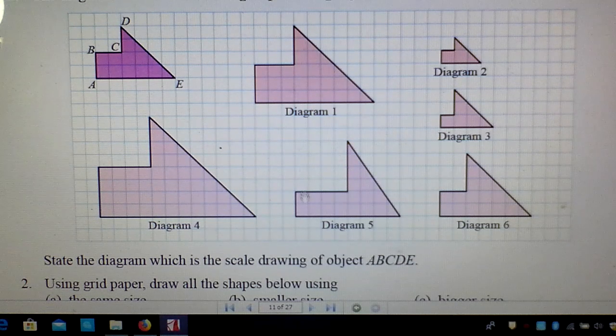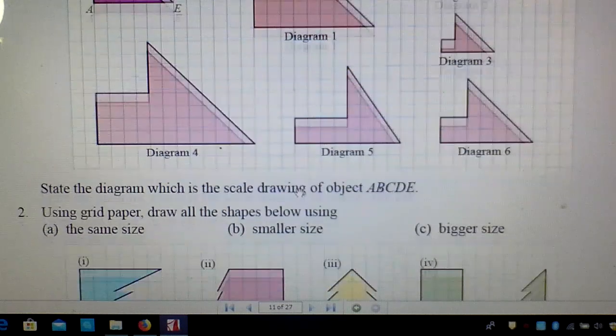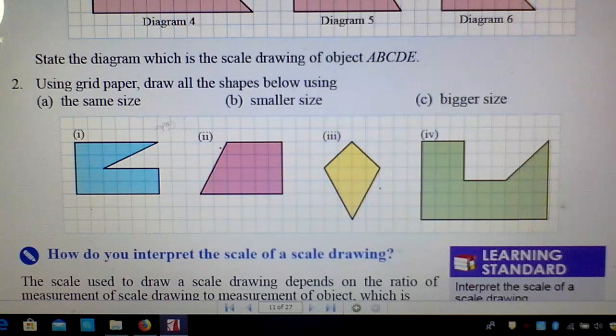Let's look at diagram 5. AB 2, here is 2. Yes, 2, 2. Okay, means 1 to 1. BC 2, 4. So it's wrong already. Once you get one side which is not proportional, then the diagram is not a scale drawing. Automatically we can say diagram 5 is not the scale drawing for the object. Okay, so just show one side which is not proportional, then you can say that diagram is not the scale drawing for ABCD. Okay, you can continue and complete the exercise.